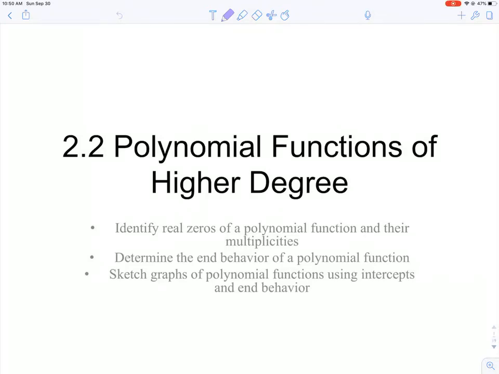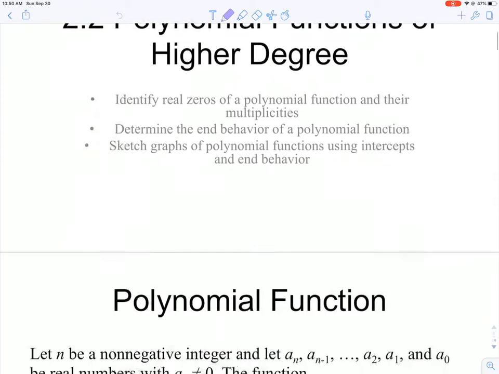So in section 2.1, we studied one type of polynomial function, right? We studied second-degree polynomial functions, which can also be referred to as quadratic functions. So in section 2.2, we're going to be studying polynomial functions of higher degrees.